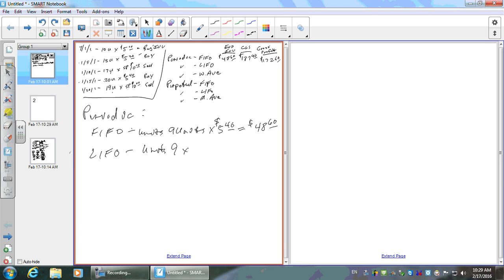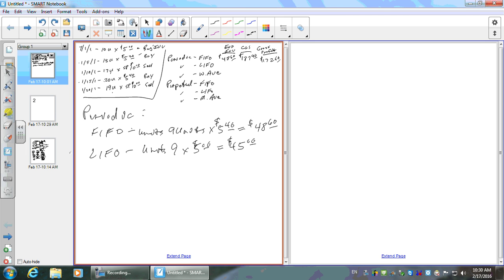Last in, first out. I pretend I bought all of them and then I sold them, right? In reverse order. Ridiculous. Okay, so which ones would I have? 9 from the beginning, right? At what? $5. That's it. 9 of those I had at the beginning. $5 is 45.